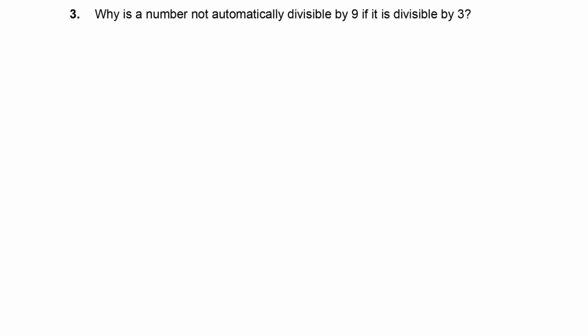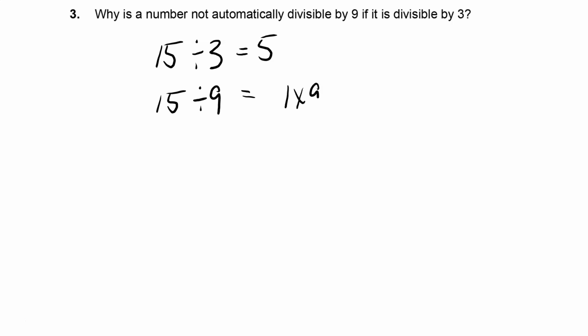Why is a number not automatically divisible by 9 if it's divisible by 3? Well, if you looked at a number like 15, you can divide it by 3 and you'll get 5 equal parts. But if you take 15 and divide it by 9, you'll only have 1 nine, and then you'll have 2 groups of 3 left over. But in order to be divisible by 9, you need to end up with 3 groups of 3, but clearly to get a total of 15, you don't have that.